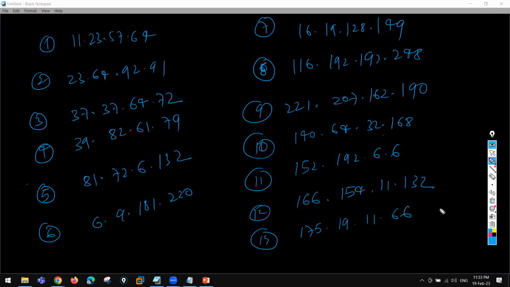You can take a snapshot. You work out the classes. So what's the eighth one? 116.192.192.248. You can write anything, 248. Yeah, it's 248. The eighth one is not valid. Why is it not valid? Sir, it's 248, not 298. Okay, 248.